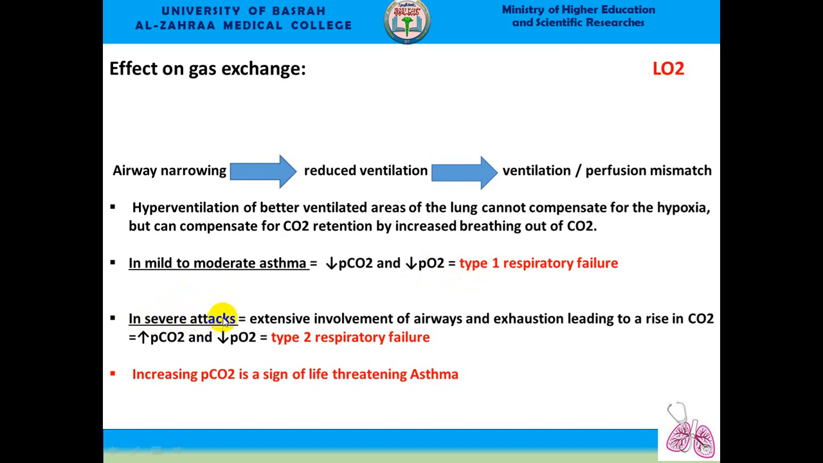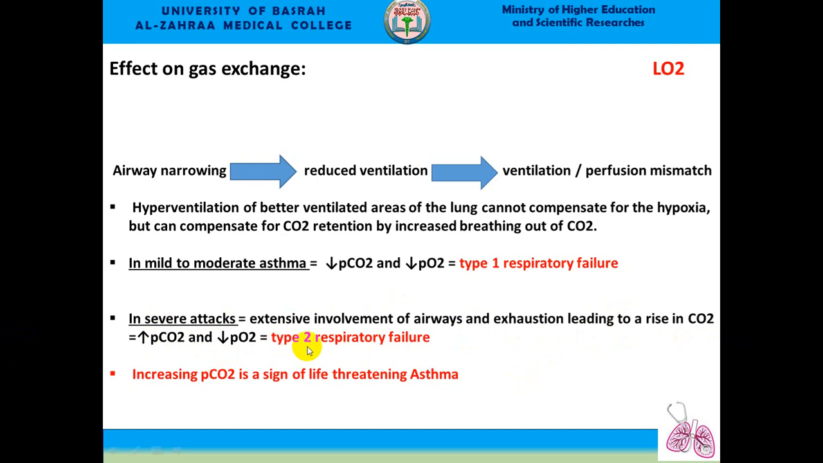While in more severe attacks, because there is extensive involvement of airways, more areas of the lung are involved, there is no sparing of any area. In addition, there will be exhaustion of the muscles of respiration. Patient will be exhausted and tired. All of this will lead to a rise in the CO2. There will be retention of CO2. So the PCO2 will be high, PO2 will be low, and this is characteristic of type 2 respiratory failure.